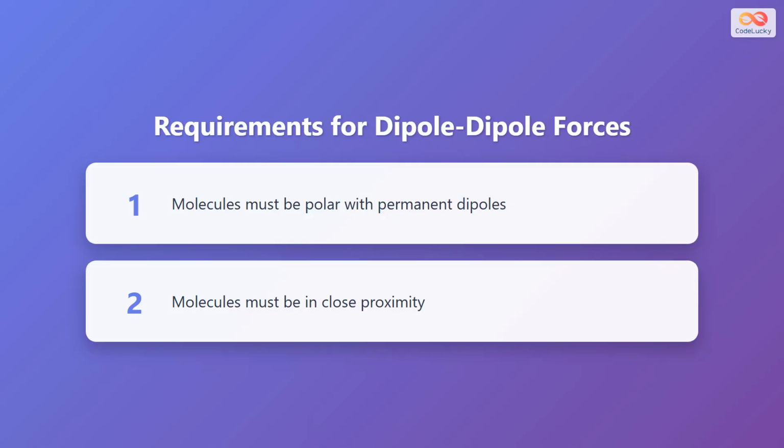For dipole-dipole forces to exist, two key requirements must be met. First, the molecules must be polar with permanent dipoles. This means they must have a permanent separation of positive and negative charges due to differences in electronegativity between atoms. Second, these molecules must be in close proximity to each other. The closer the molecules are, the stronger the dipole-dipole interaction will be between them.